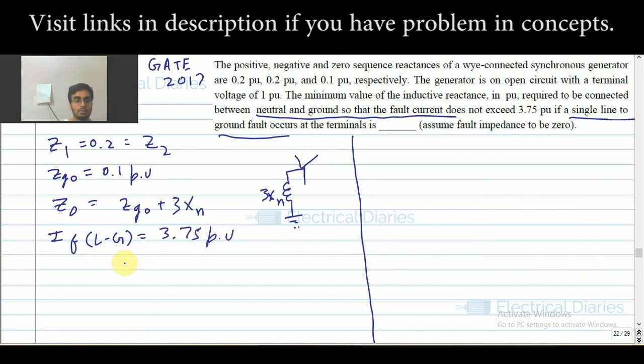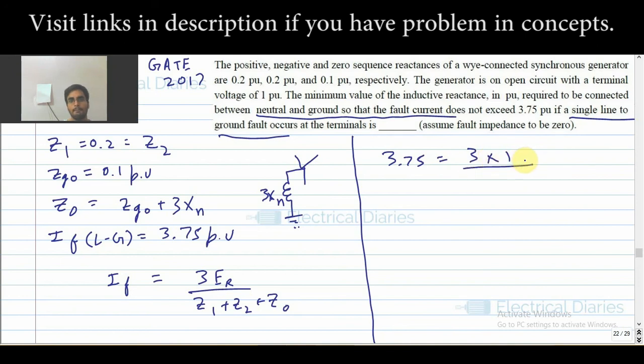So now the formula for the fault of the LG kind is IF equals 3 into E divided by Z1 plus Z2 plus Z0. Okay, your IF is given to you in per unit 3.75, E is 1 per unit. See, it is generally assumed 1 per unit, and moreover you can find the links in the description to understand this concept. Here it is also given as 1 per unit.